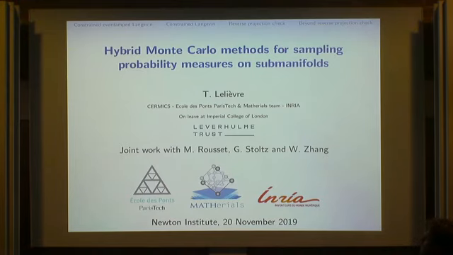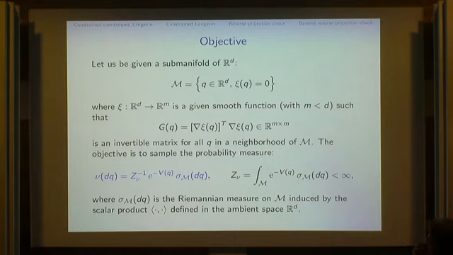Okay, so let me start directly with what we want to do. We are given a submanifold of Rd, which is given as a zero-level set of the function psi from Rd to Rm. You can think in the following: m is equal to 1. It will not harm too much. You could think of a codimension 1 submanifold. And what we will assume is that this matrix J, grad psi transpose grad psi, is invertible for all q in a neighborhood of M. That will be one of the basic assumptions that we need. Psi is smooth, so we have a smooth submanifold.